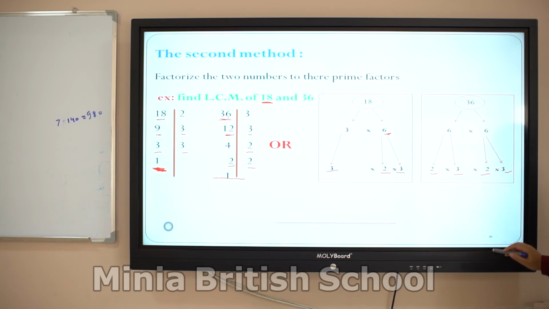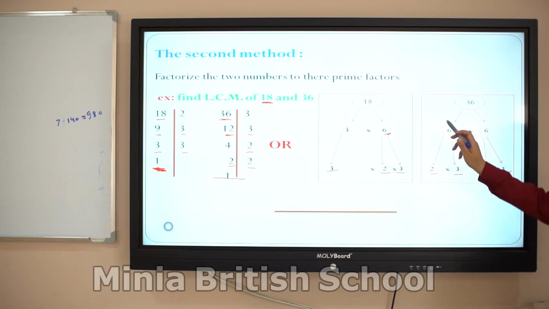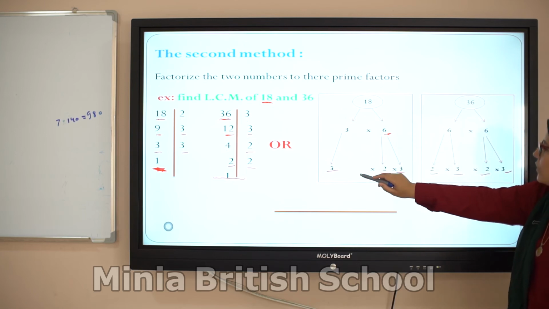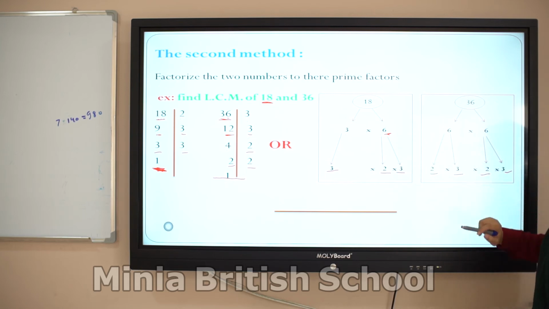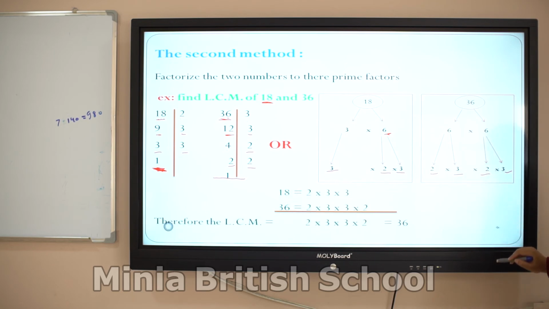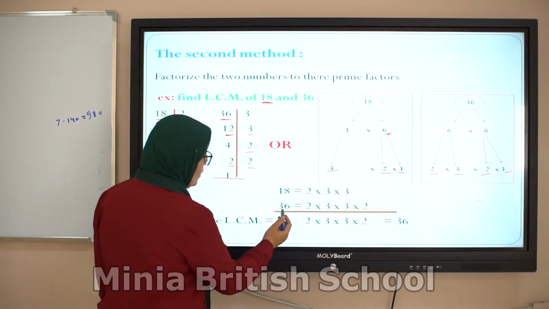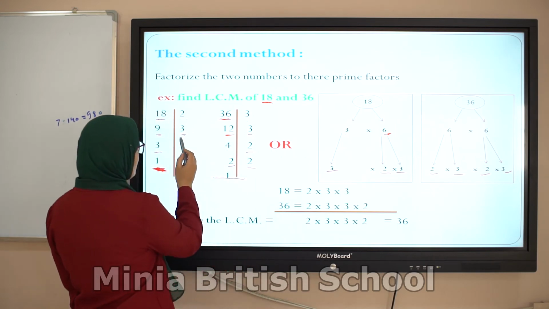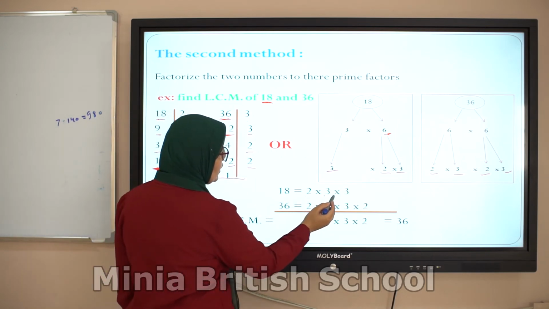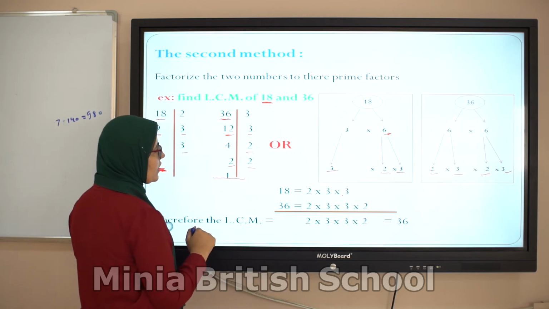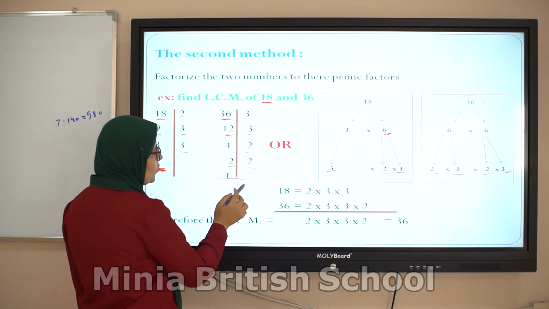What do I do next? I will write 18 equals 3 times 2 times 3, and 36 equals 2 times 3 times 2 times 3. Let's see how I write it. The first one: 18 equals 2 times 3 times 3. What about 36? 3 times 3 times 2 times 2.